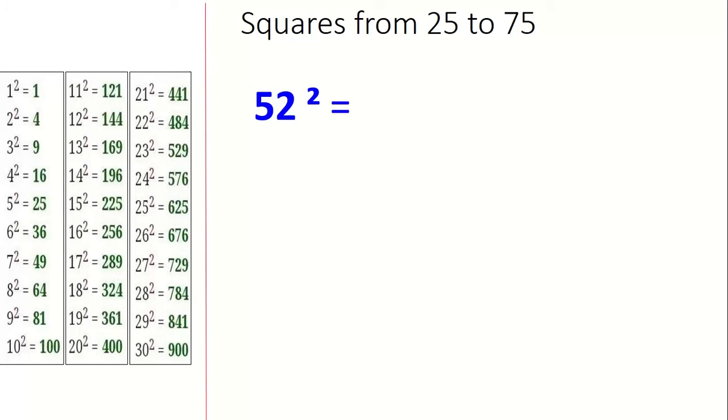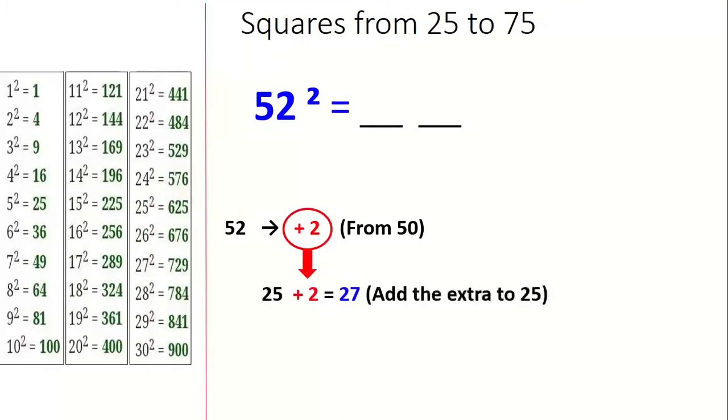52 is near to 50, so I am going to compare 52 with 50. 52 is 2 more than 50. So the square of 52 will come in 2 steps. The first step is whatever the extra part is, in this case it's 2 extra. So I am going to add this 2 to 25. So 25 plus 2 is going to be 27.